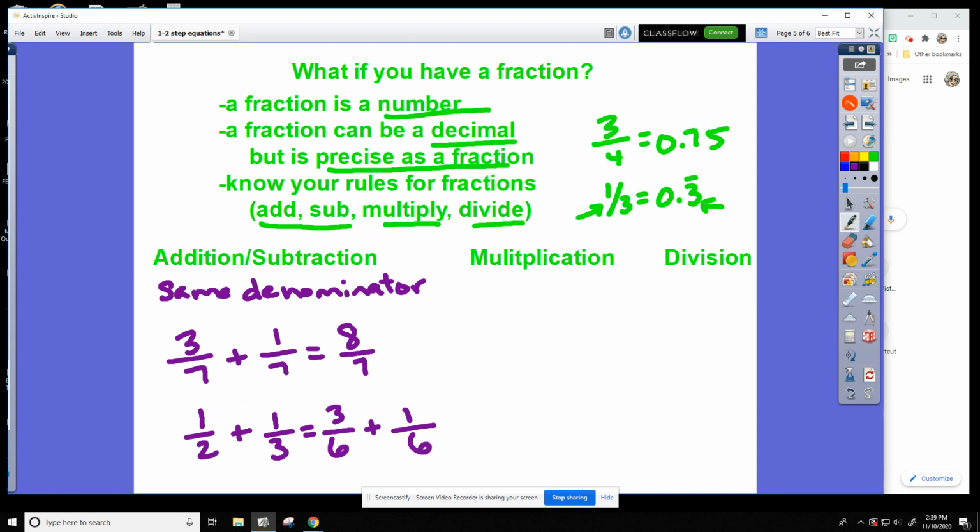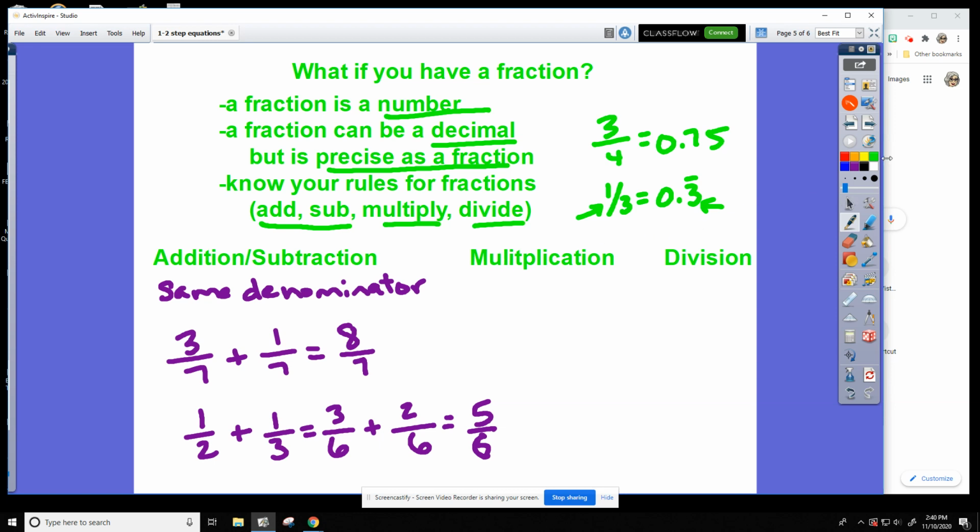1/3, oops, I didn't mean to write that one. 1/3 is 2/6. Because 3 goes into 6 2 times. 2 times 1 is 2. And so your final answer for that is 5/6.